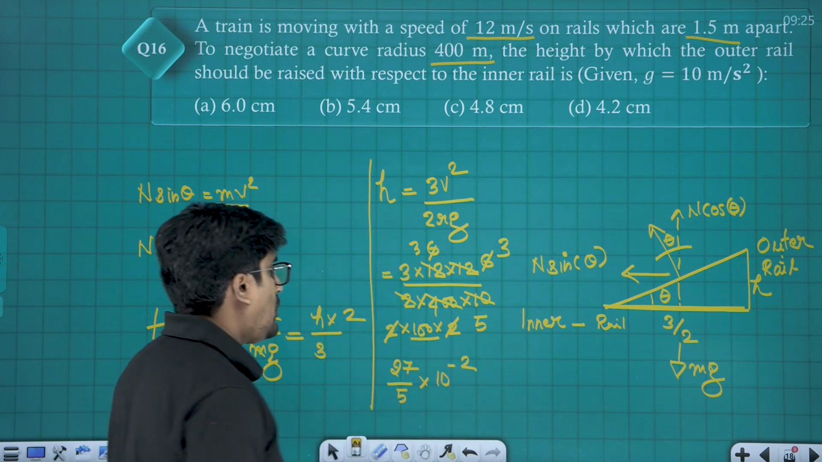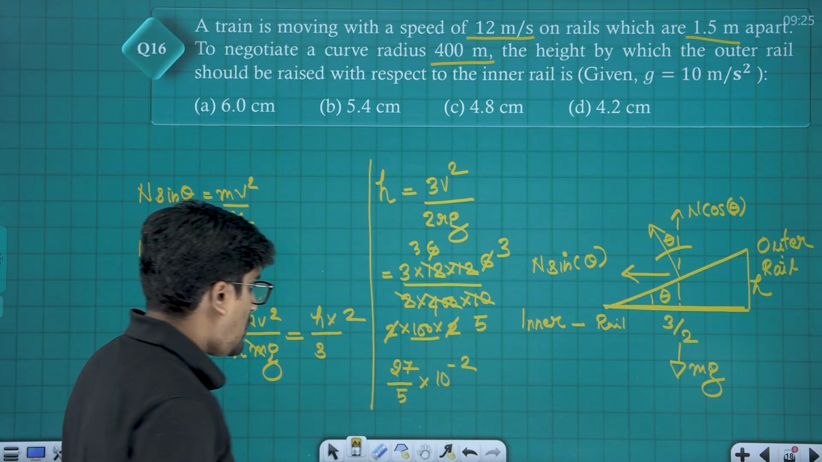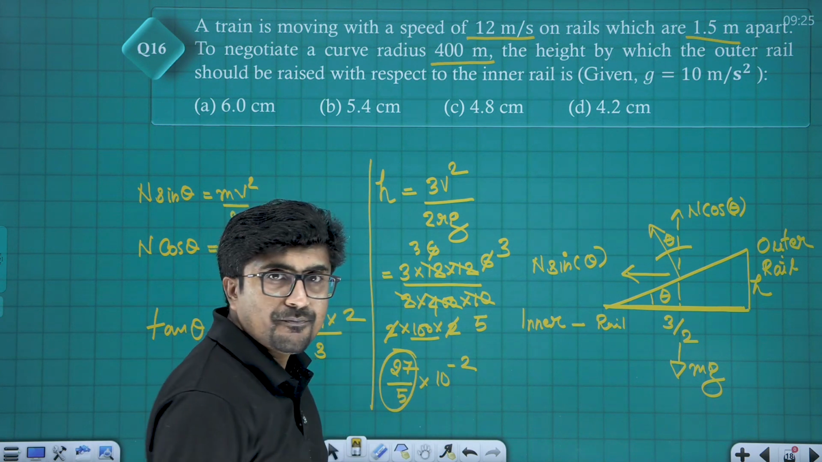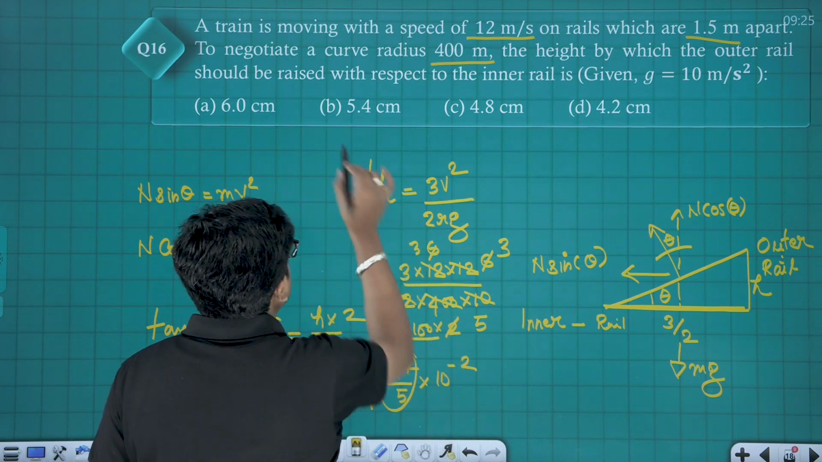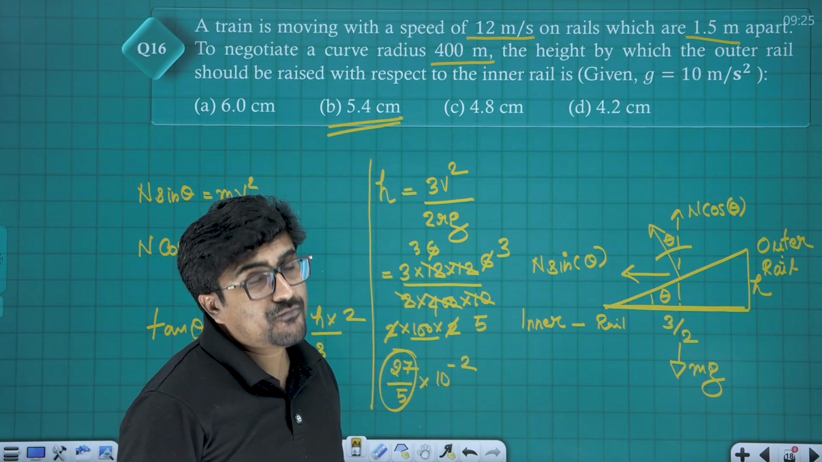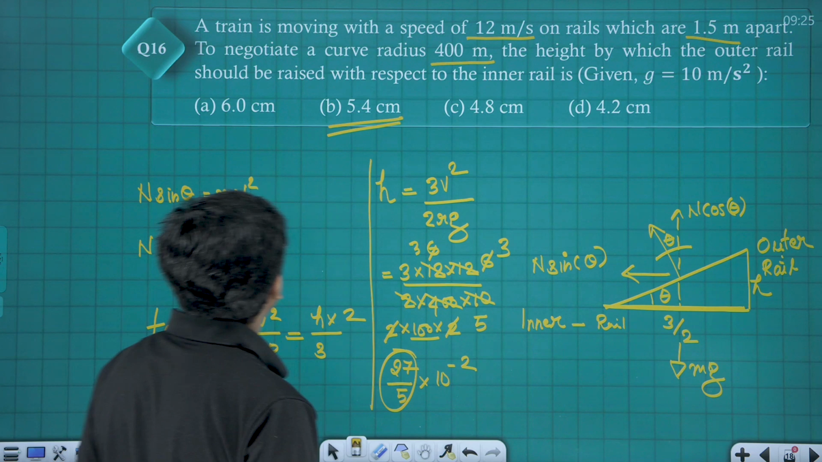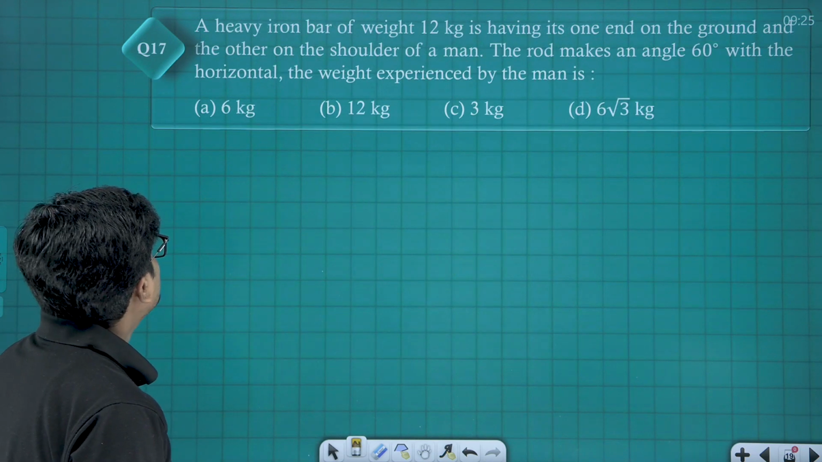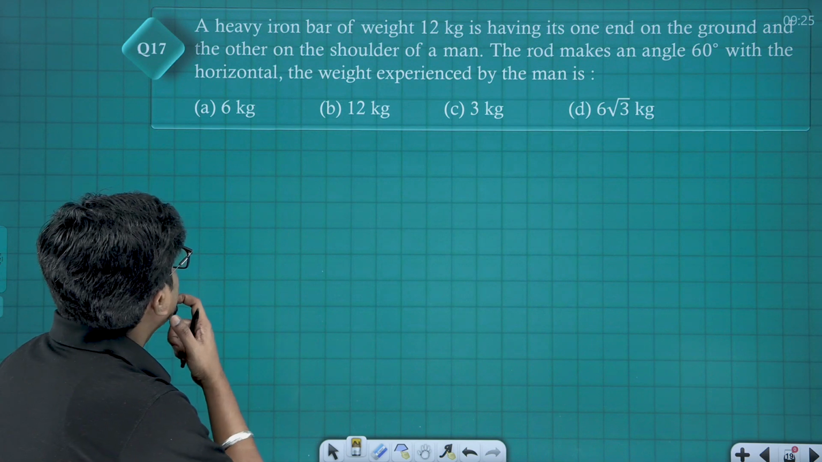Because I am having 100 on the denominator, I am taking that towards the top. And 27 by 5, it's 5.4. Alright, so answer should be 5.4 into 10 to the power minus 2 meter or 5.4 centimeter. That means option B must be the correct answer in this case. Next is question number 17.